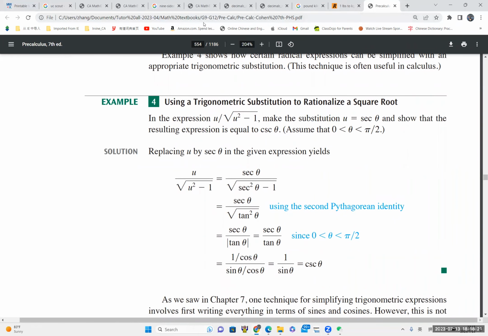Here assume theta is within this. That's because from this, we can show the domain for u, right? So we have u squared minus 1 must be greater than or equal to 0. So u should be greater than or equal to 1 or less than or equal to -1. By the way, this shows something that is making the substitution.